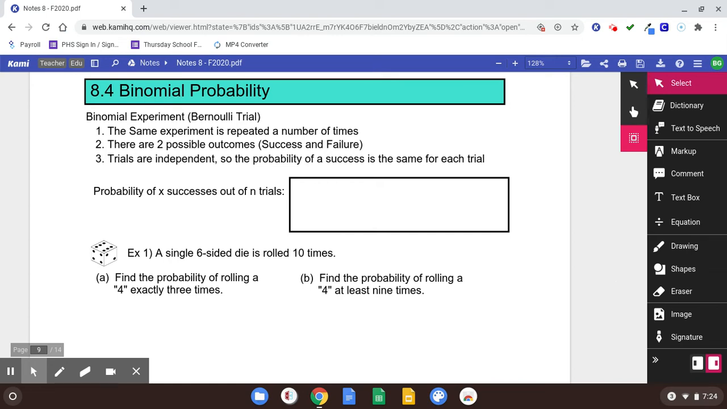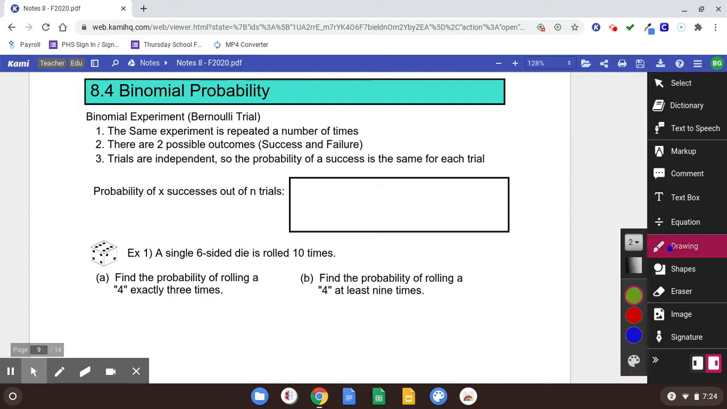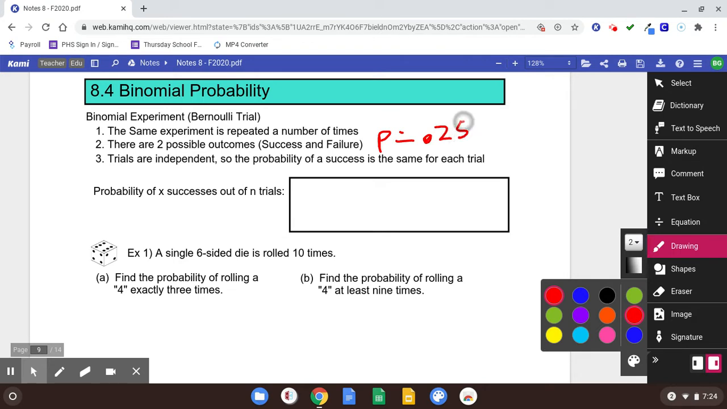8.4 binomial probability. A binomial experiment, or Bernoulli trial, is where you've got an experiment and you repeat it over and over again. There are two possible outcomes, either success or failure. So what's going to happen is they're going to give you a probability. So let's say the probability is 0.25. Whatever is happening in this experiment, the probability is 0.25. Then what you would need to know is the probability of that not happening is 0.75.